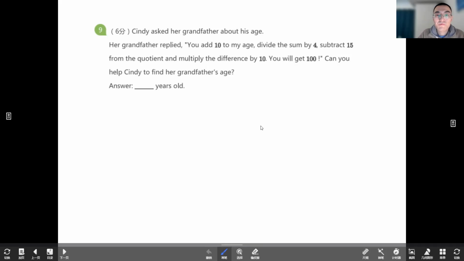Okay, so let's start from grandpa's age in a box. We don't know what it is, so we just leave the box empty, and we add 10 to the age. So we add 10 to the box, and we'll get another number. Let's just say another box, a new number, and this is the sum. We divide the sum by 4. We get the quotient. Then he said, subtract 15 from the quotient. Now we get a difference, and we multiply the difference by 10. Now, what will we get? We will get 100.